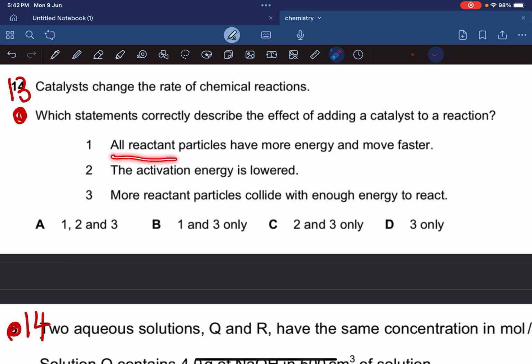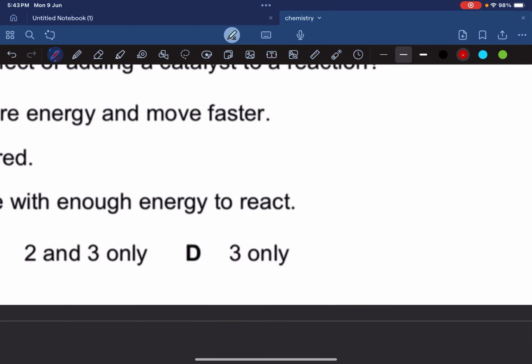All reactant particles have more energy and move faster. Completely incorrect. Catalyst does not make your particles move faster. Catalyst does not increase the kinetic energy of the particles. What a catalyst does is it decreases the passing marks. For instance, I'll give you a very easy example. This example is going to help you. For example, I say out of 40, if you get 30, you pass.